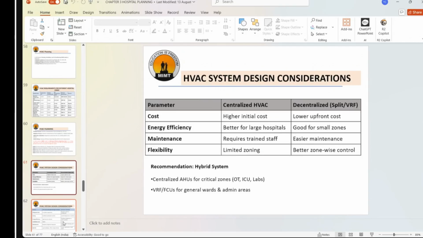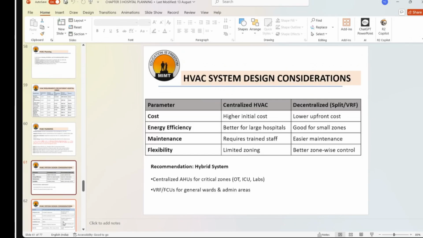Energy efficient, जो HVAC है, that is good for a large hospital. For a small hospital, a centralized HVAC system is a very costly affair. वहाँ पे decentralized ACs and all that, they work well. Maintenance part: for the centralized HVAC system, you require very trained staff. And for the decentralized, split and VRF kind of mode, you need very easy maintenance.